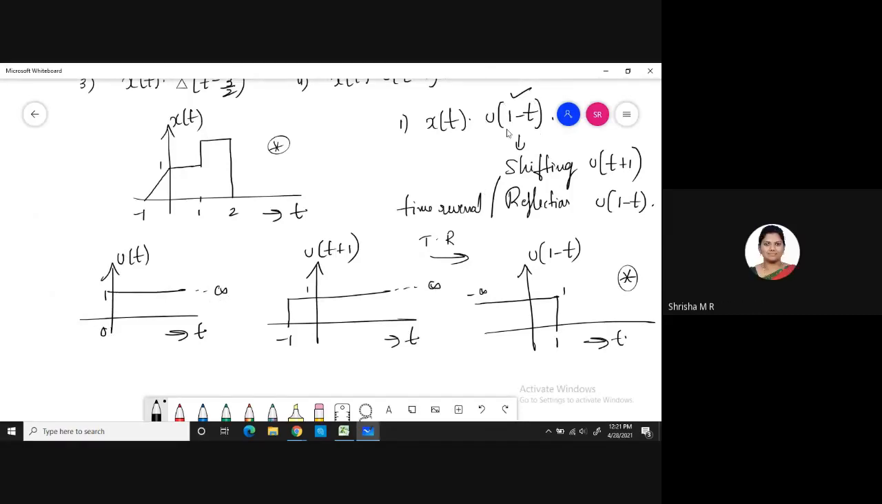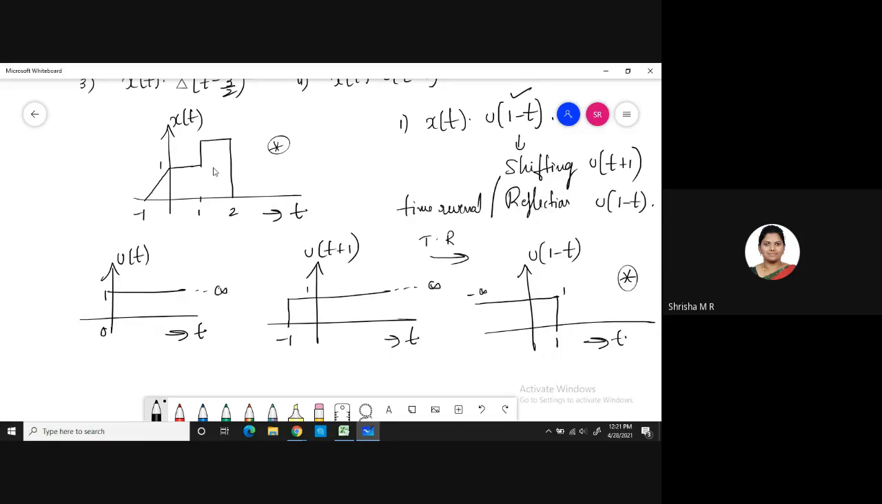It's a unit step starting from 0 up to infinity. To get u of 1 minus t, what do you have to do? Don't assume things, just do it practically. You have to do shifting first. We have u of t plus 1, then time reverse that to get 1 minus t. Now we have to multiply these two signals, u of 1 minus t and x of t.